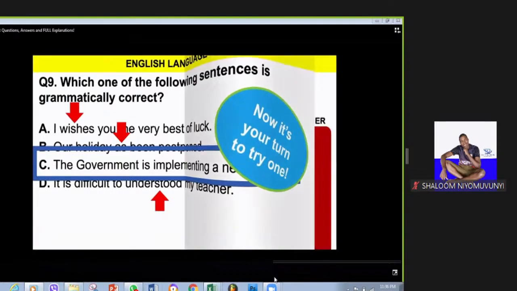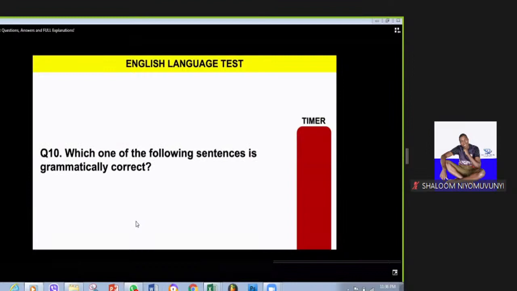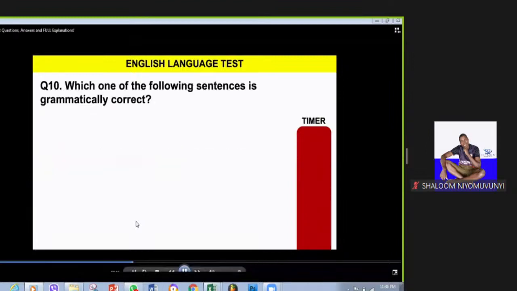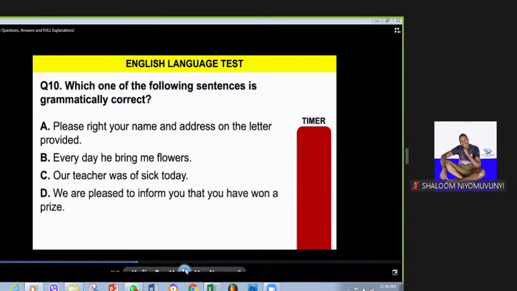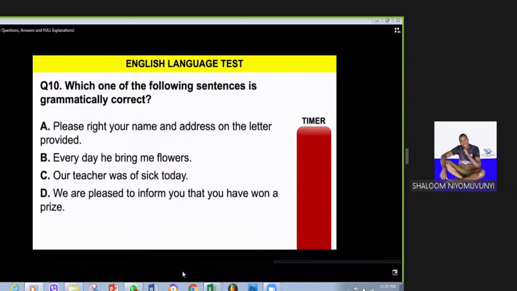So now it's your turn to try one similar to this English language test question. Question number 10. Which one of the following sentences is grammatically correct? A. Please write your name and address on the letter provided. B. Every day he bring me flowers. C. Our teacher was off sick today. And D. We are pleased to inform you that you have won a prize. Here's the timer.